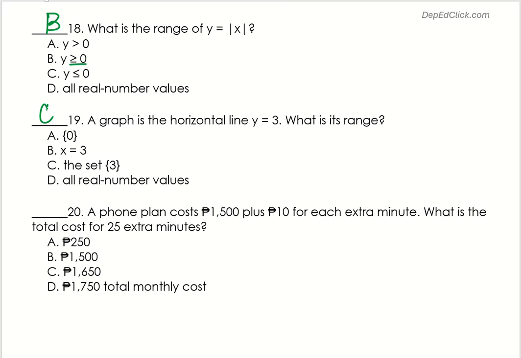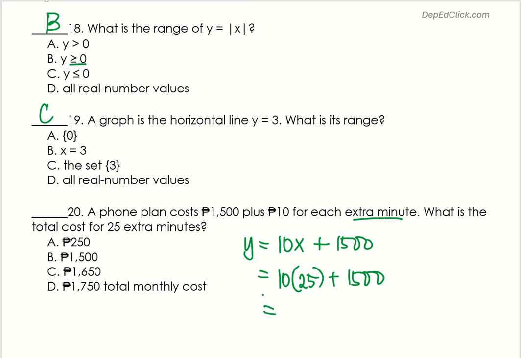A phone plan costs 1,500 plus 10 pesos for each extra minute. What is the total cost for 25 extra minutes? So that will be 10 per extra minute, x, plus 1,500. They were asking for 25 minutes. So 10 times 25 plus 1,500. So our y is equal to 1,750 total monthly cost.